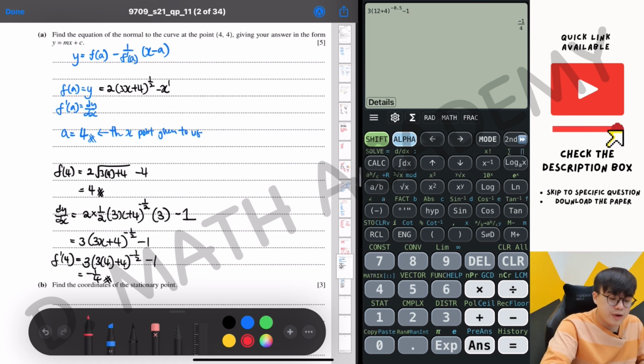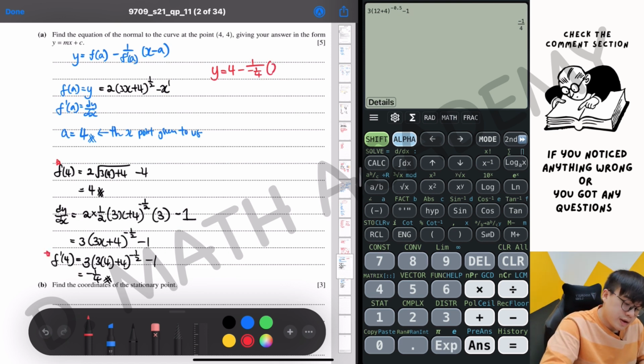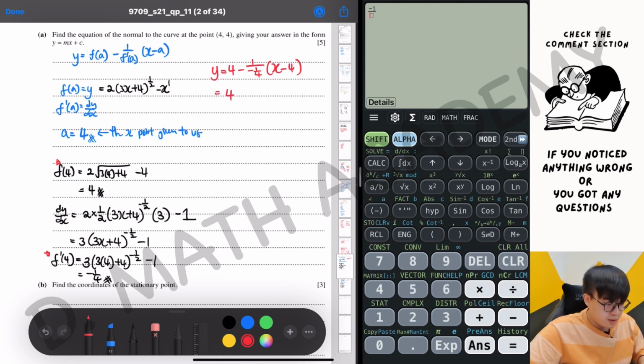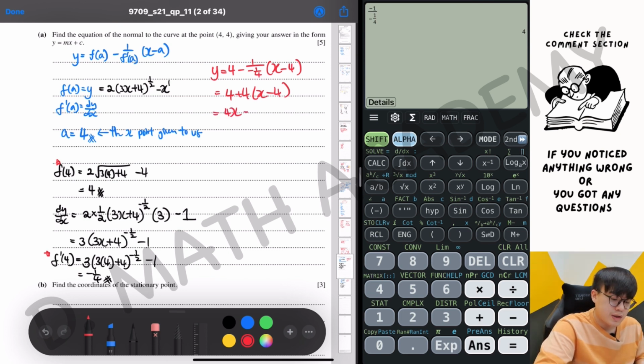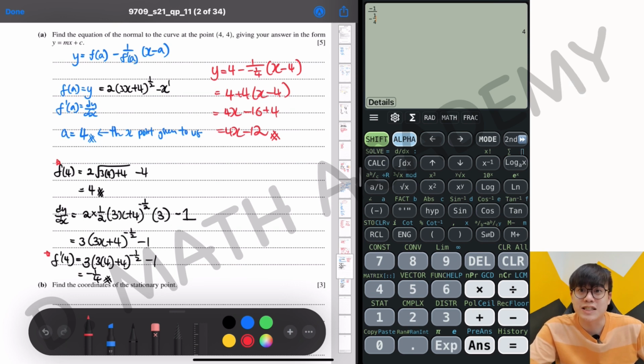So with all this information that we collected, I can now construct my final answer. It will be 4, which I fill up from here, minus negative 1 over 4, which I get from here, and then x minus our 4 that was given to us. Negative 1, negative 1 over 4, you actually get positive 4 here, and when you multiply it in, you get 4x minus 16 plus 4, which is 4x minus 12. So 4x minus 12 will be your final answer.